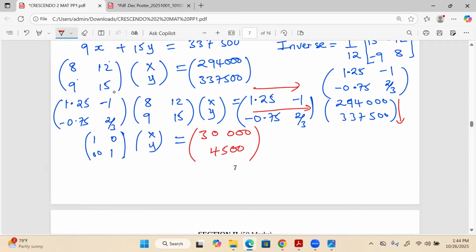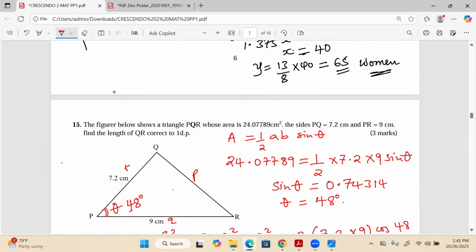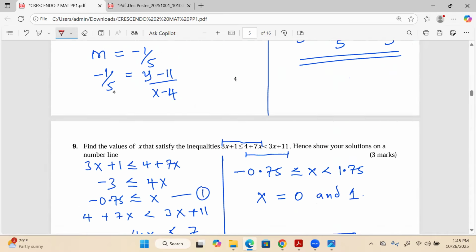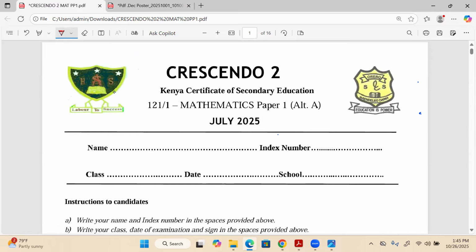With this we'll be able to say that the identity matrix times any matrix, that matrix remains unchanged. And if this is what we are having finally, we say X, which is the cost of a cow, should be 30,000. And Y, which is the cost of a goat, should be 4,500. So that's how the paper was. A very involving paper, which requires a very composed learner, so that you may scoop all the marks. Otherwise, the paper is very doable.